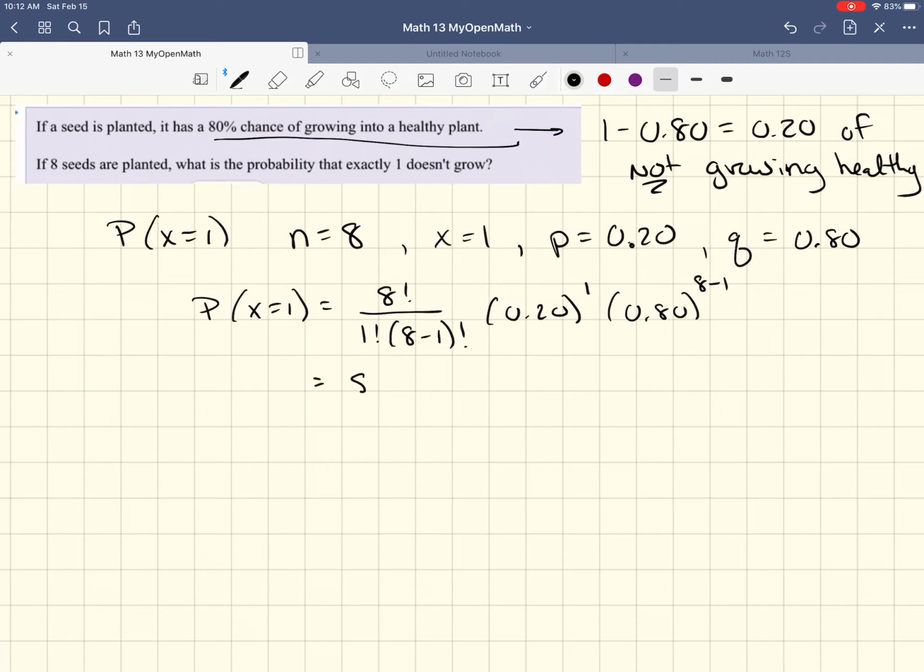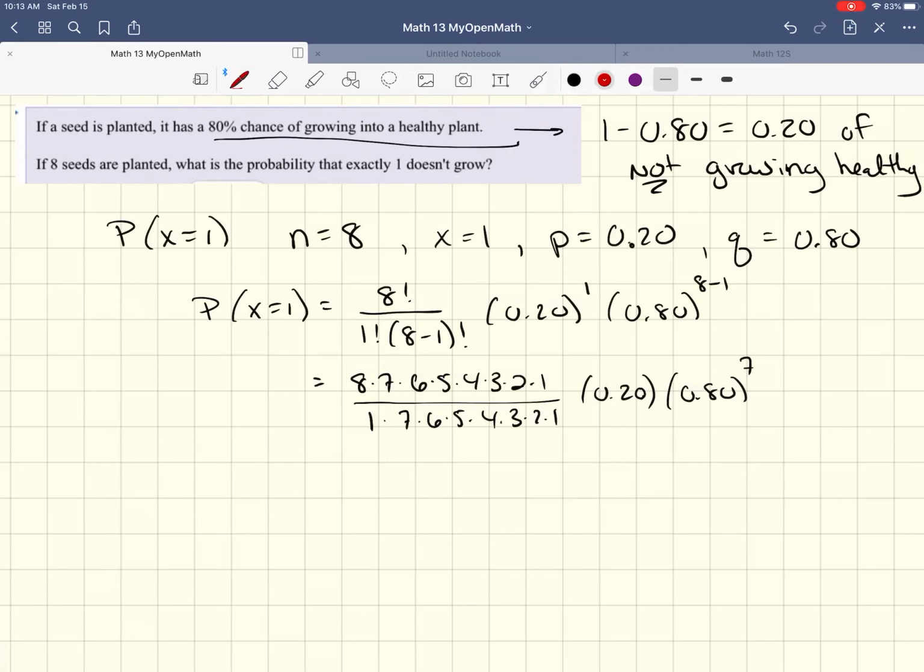So 8 factorial, remember, is 8 times 7 times 6 times 5 times 4 times 3 times 2 times 1. 1 factorial is just 1, and then 8 minus 1 is 7, so 7 factorial is 7 times 6 times 5 times 4 times 3 times 2 times 1. 0.20 to the 1 is just 0.20. And 0.80 to the 8 minus 1 is 0.80 to the 7.